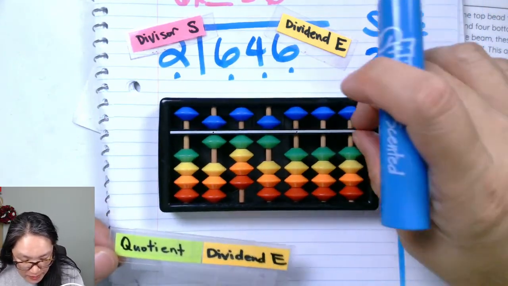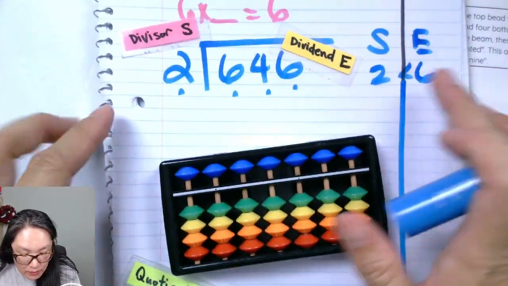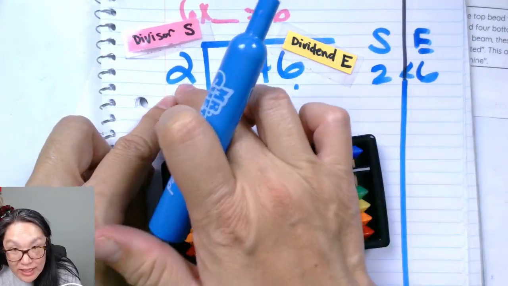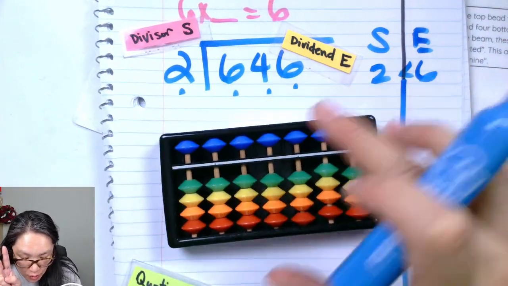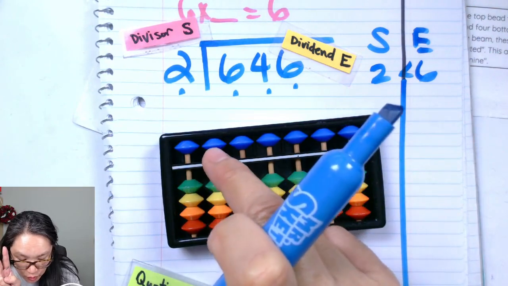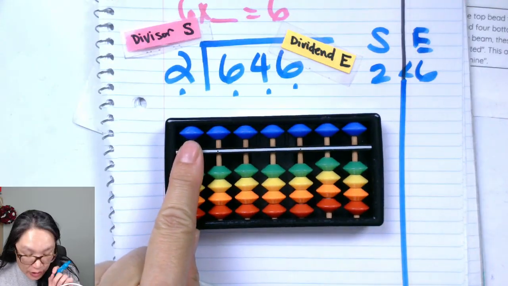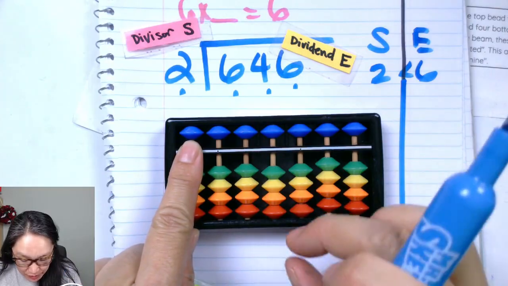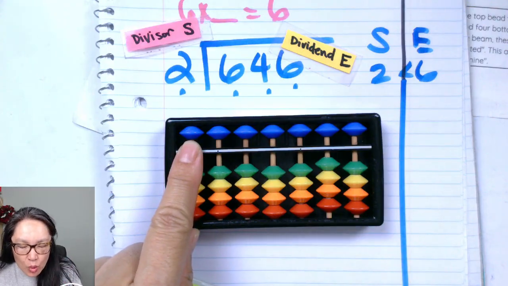The reason why is because when I count my digits, 3 digits take away 1 digit is 2. So I know my answer is going to start at 2. 1, 2. Because my answer is going to be here, I need to put my dividend on the abacus to help me track the numbers. The dividend on the abacus helps me track the quotient.